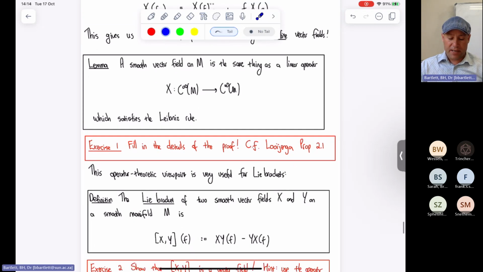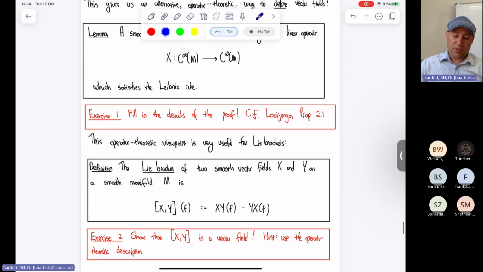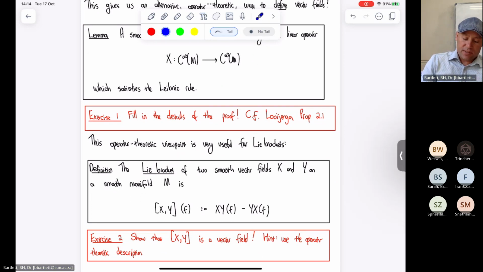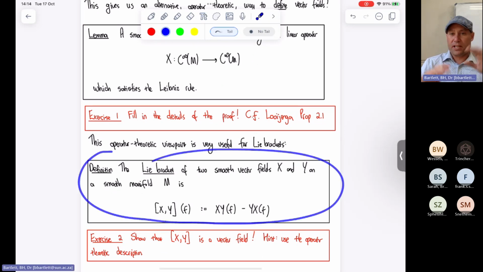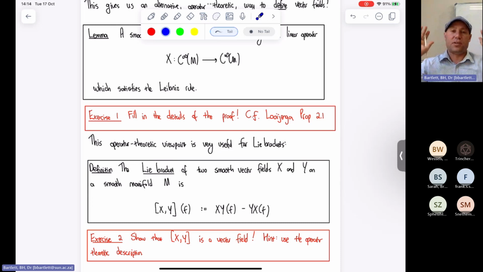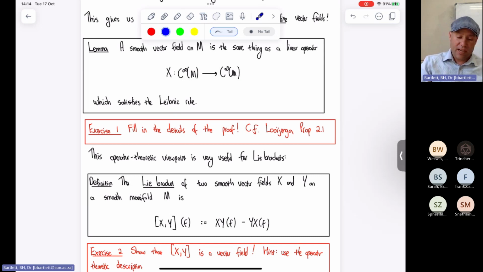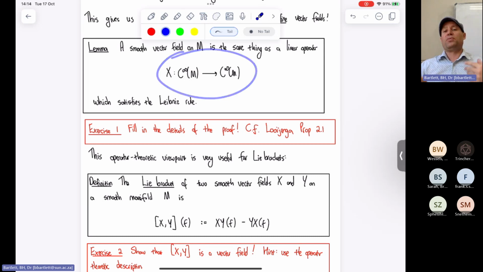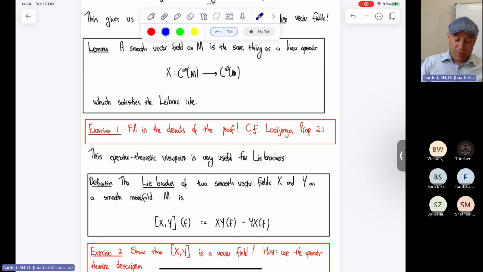So what do I mean by Lie bracket? Given two smooth vector fields on a manifold, remember, don't worry about complex manifolds, we're just back to good old smooth manifolds. I've got a smooth vector field X and another smooth vector field Y, and I can do this operation to give me a new vector field called the Lie bracket of those two vector fields. The cool thing is, if I want to define a vector field, I can just define it as a map from smooth functions to smooth functions, satisfying the Leibniz rule. And here's the formula.